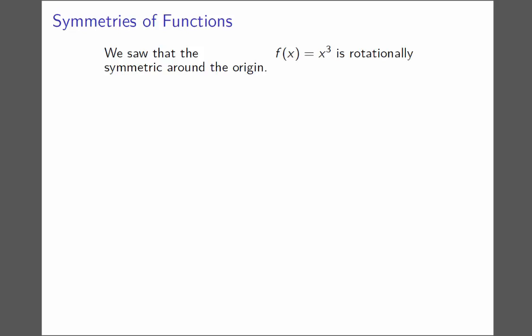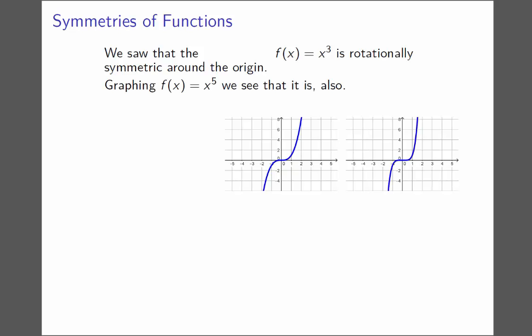We also saw that the cubing function f of x equals x cubed is rotationally symmetric around the origin. What this means is that if we were to spin the graph 180 degrees around the origin, we would get the same picture back. And if we were to graph f of x equals x to the fifth, we would see that it is also rotationally symmetric.